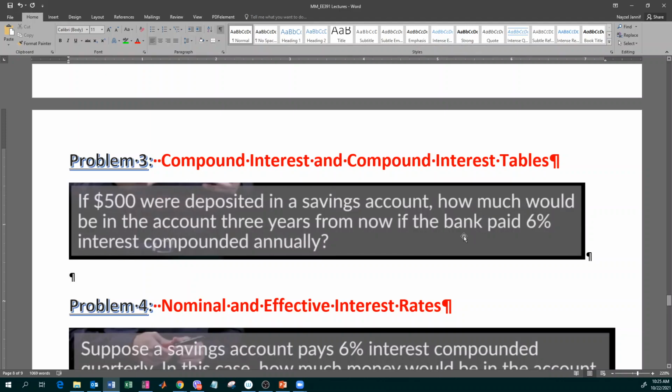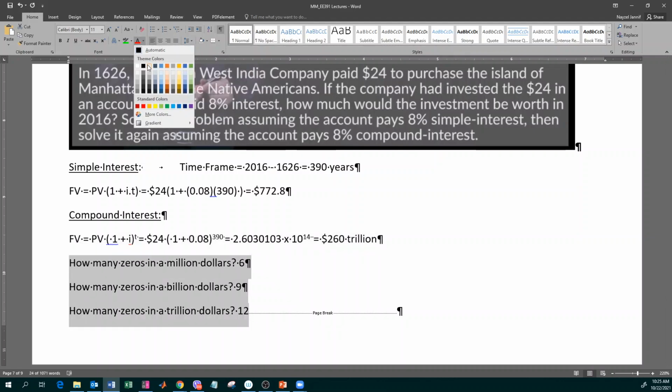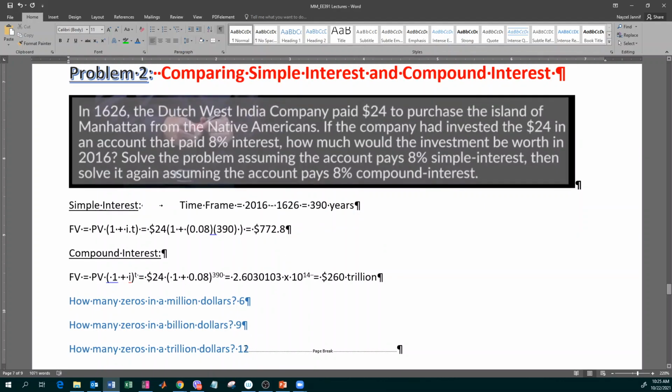If $500 was deposited into a savings account, what would be the amount in the account 3 years from now if 6% compound interest was paid? Oh, this is very simple, something similar. Hey, by the way, let's just do a quick discussion on this particular thing.